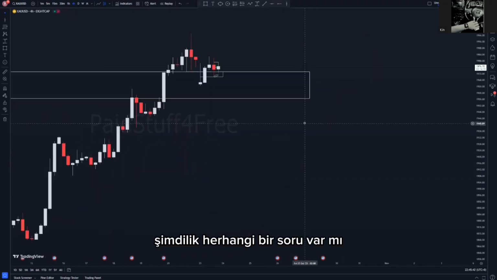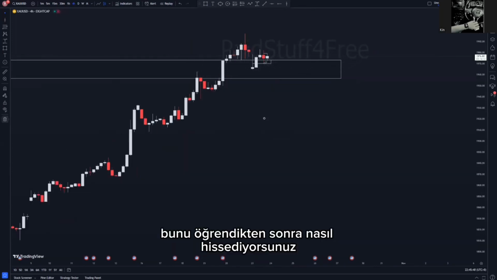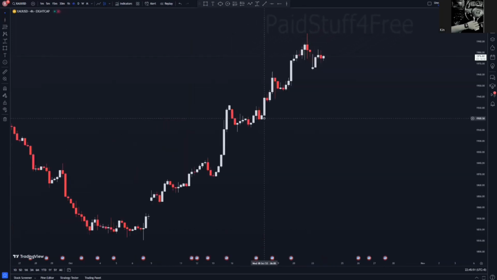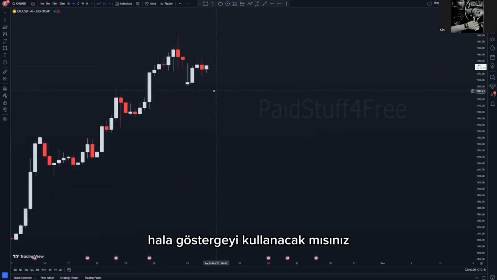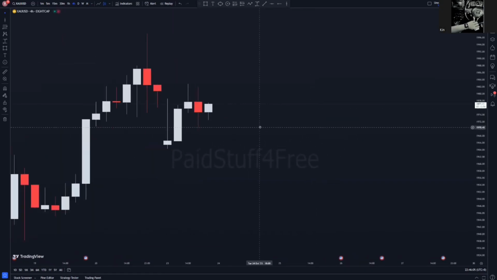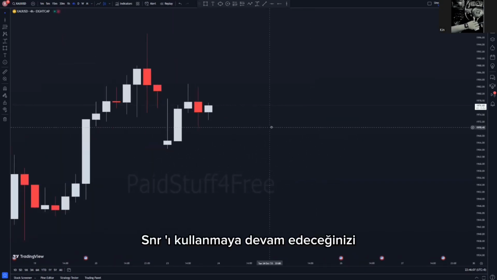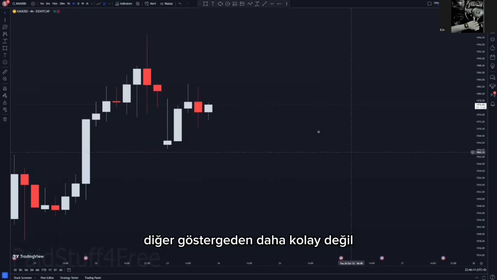So for now, is there any question? How do you guys feel after learning about this one? Are you guys still going to use the trend line? Are you guys still going to use the indicator? Are you going to keep on using SNR? It's not easier than other indicators, okay?